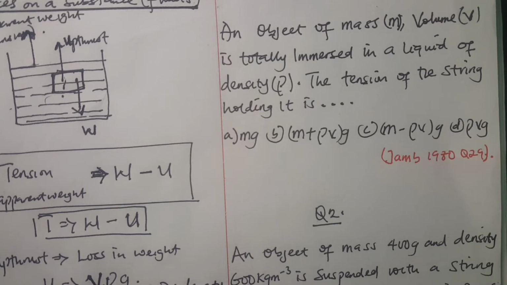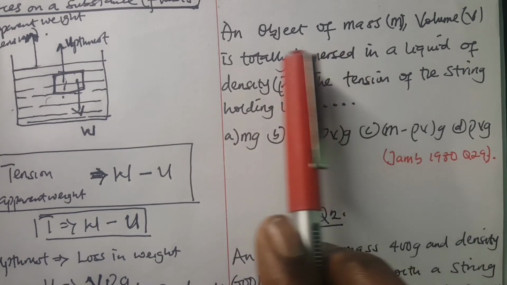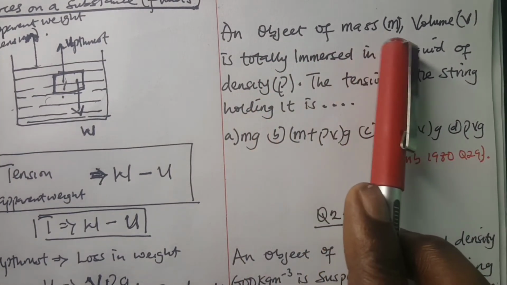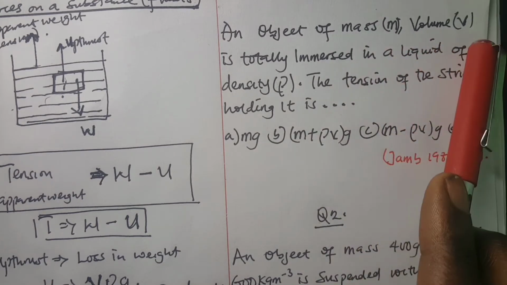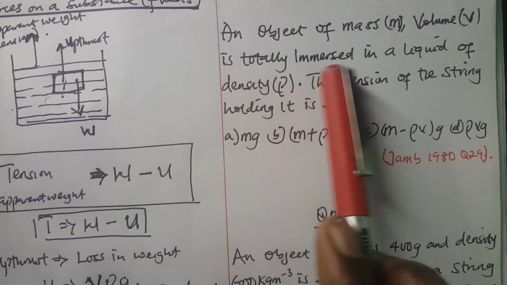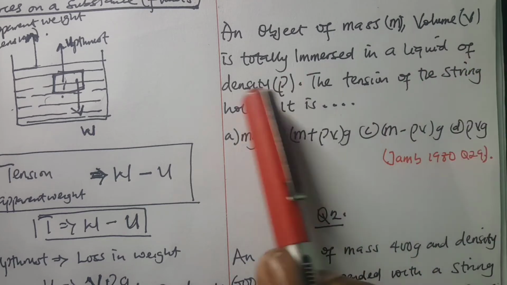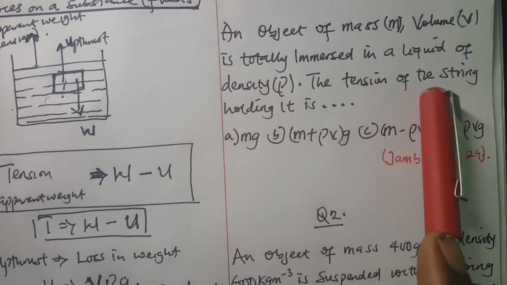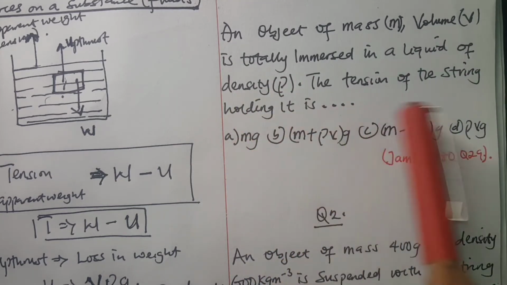Now here we have the first question. The first question was actually extracted from JAMB 1980 question 29. We have an object of mass M and volume V totally immersed in a liquid of density rho. The tension of the string holding it is dash.